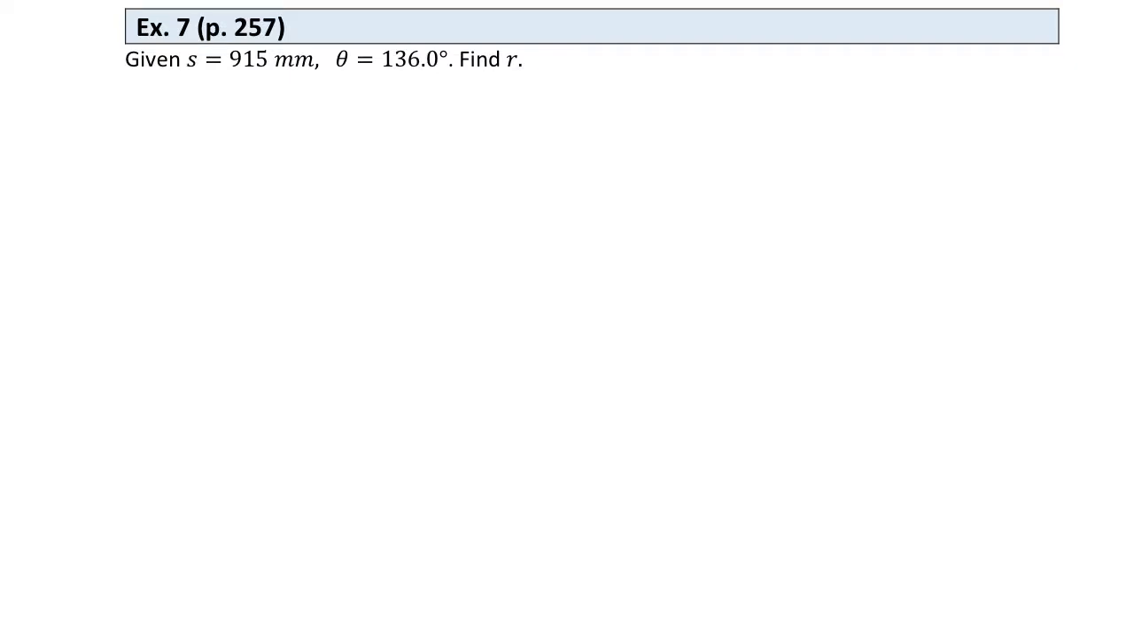The previous formula was telling us that we can find the length of an arc s by multiplying the radius and the angle theta. We can solve this formula for r by dividing both sides by theta. Then r equals s divided by theta. This is the formula we will use to find the radius. And we have to keep in mind that theta has to be in radians. Therefore, in the first step, we will convert 136 degrees to radians.